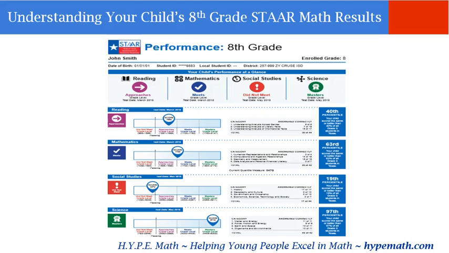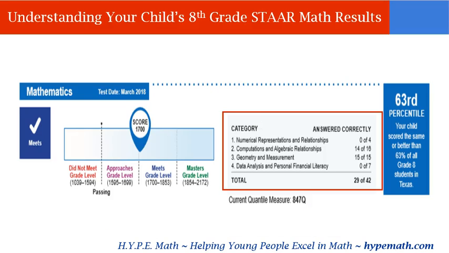8th graders took STAAR tests over reading, math, social studies, and science. Let's take a look at math. In this example, the student met the grade level, and parents can get excited and be kind of relieved that they did. However, I would like for you to take a look also at the different categories. In this example, you can see, in the red highlighted box, that the student scored 0 of 4 for numerical representations and relationships.